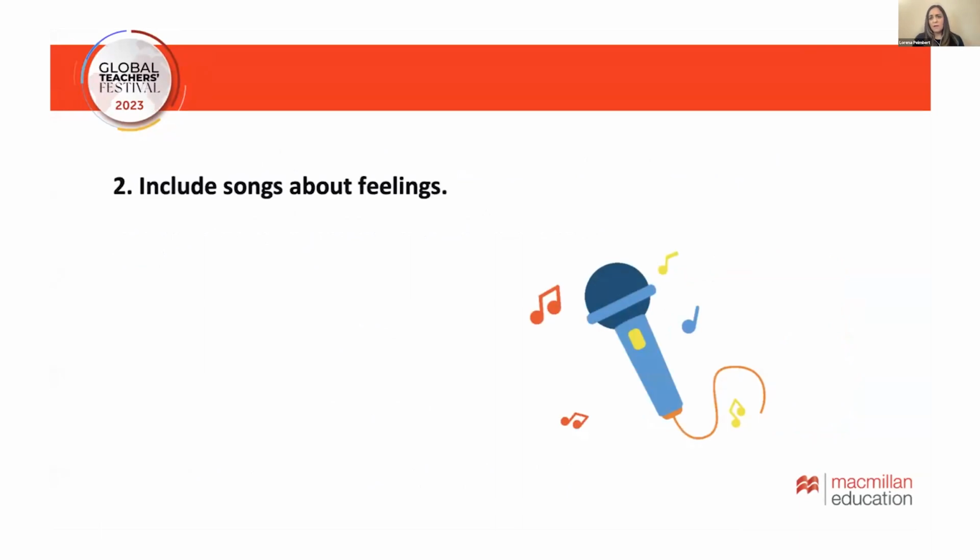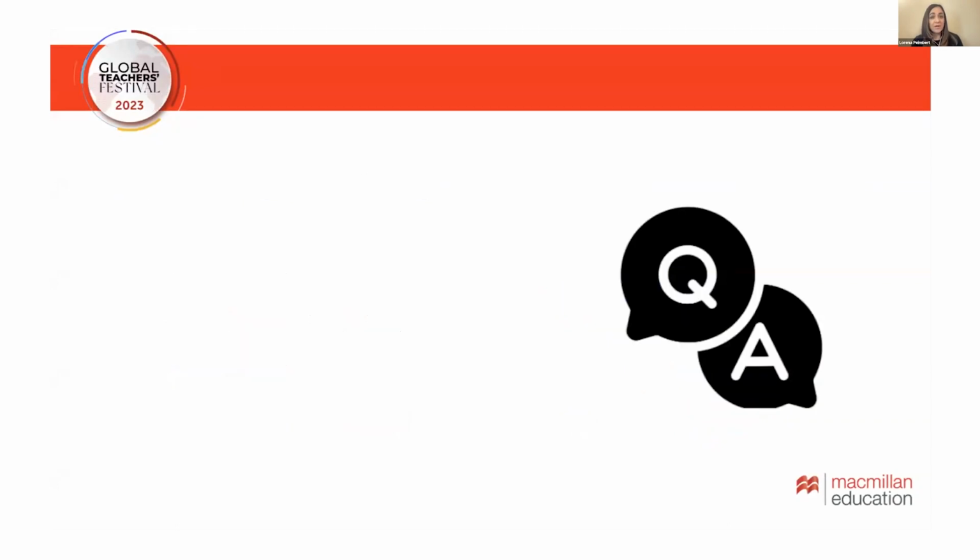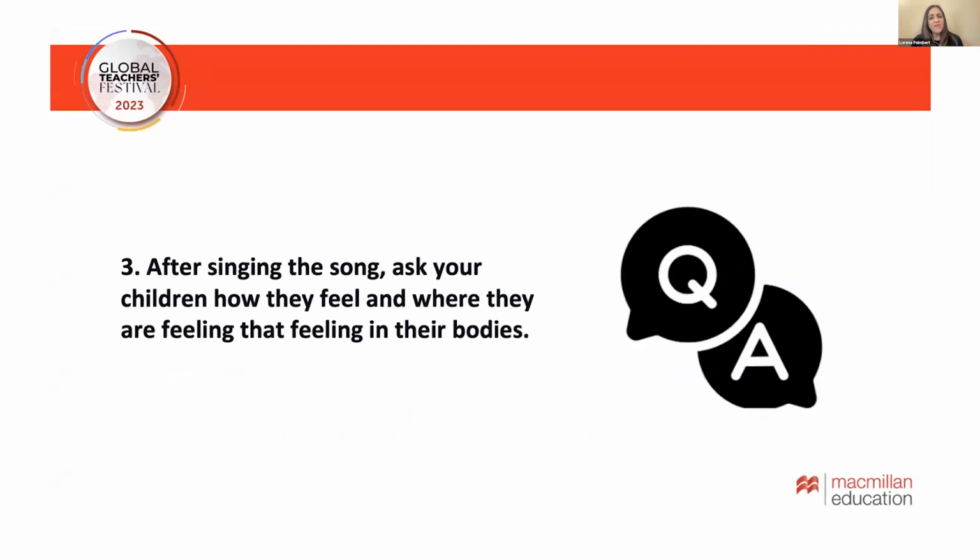And if we want them to say how they are feeling in English, of course we can use our flashcards and we can teach the vocabulary words for the feelings. And we can also use posters. But we know that if we include music when we are learning, then we learn better. So why not include songs about feelings to learn the names of the feelings? We're having fun, we're going to remember the names, and we also create a nice environment when we're singing, right? So include songs about feelings and sing them as part of your daily routine. And after you sing, ask your students how they feel and where they are feeling that feeling in their bodies, all right?